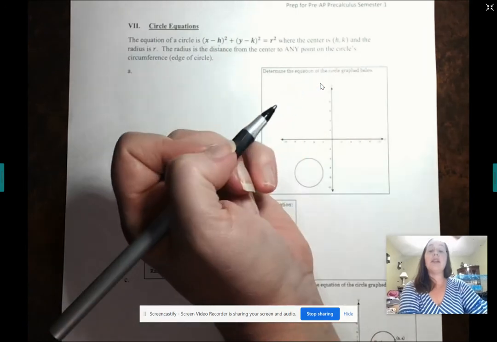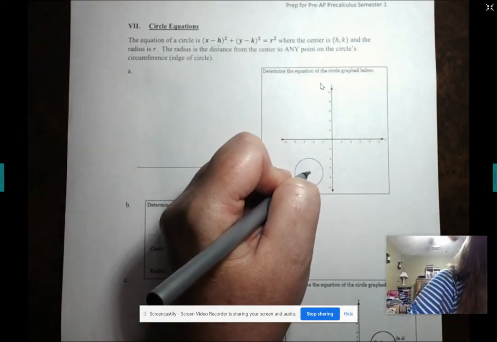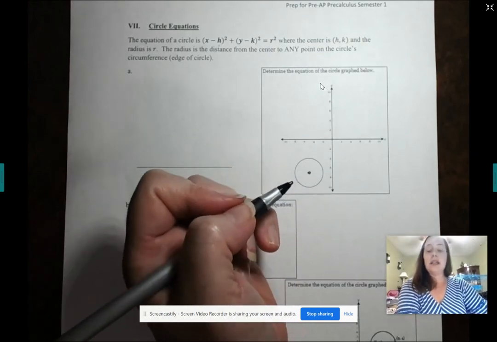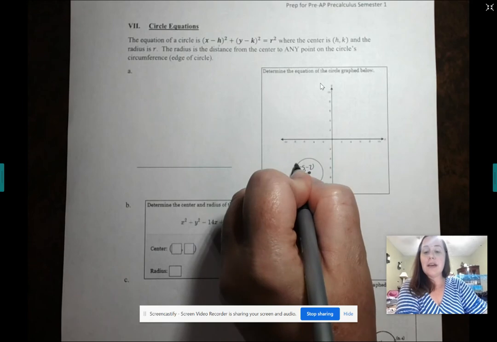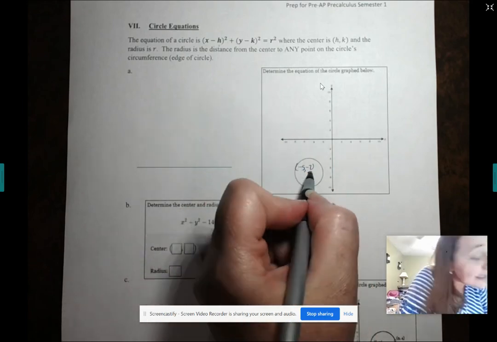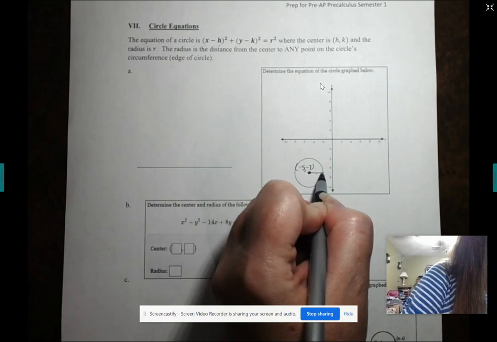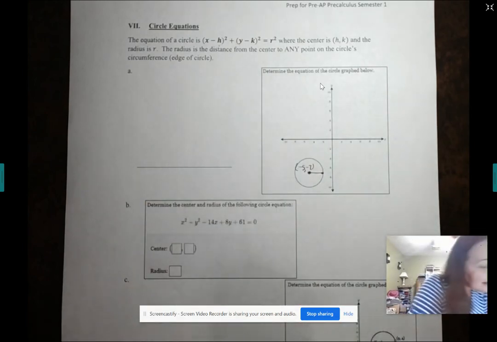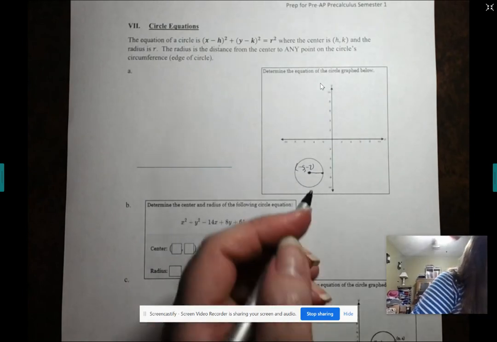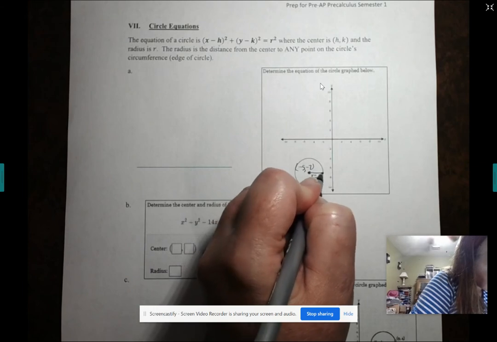H and k are the coordinates of the center, which should be hopefully fairly easy to find. Again, these grid lines did not print well, but I can see that this is -5, -7. And the radius is the distance from the center to the side. And I can't tell that very clearly. I think it goes from -5 to -2, which means the radius is 3.